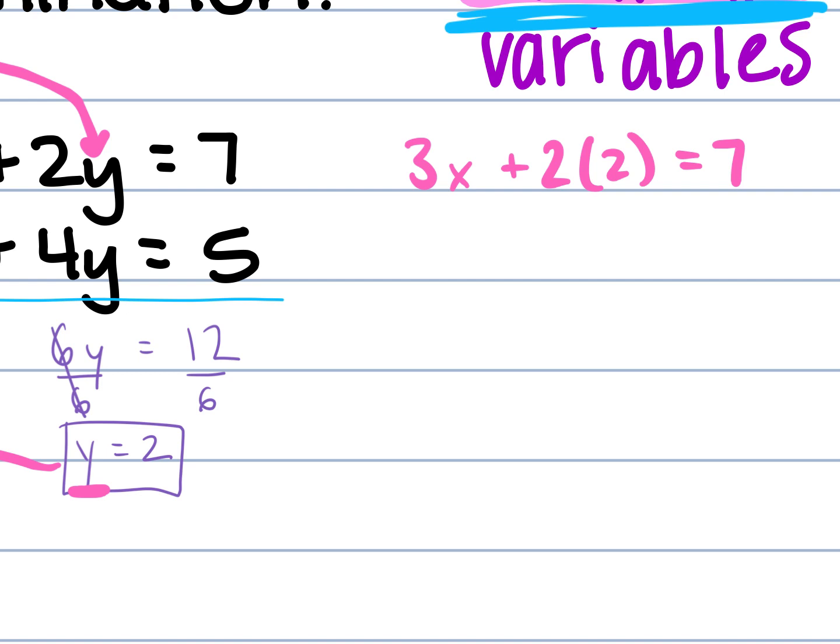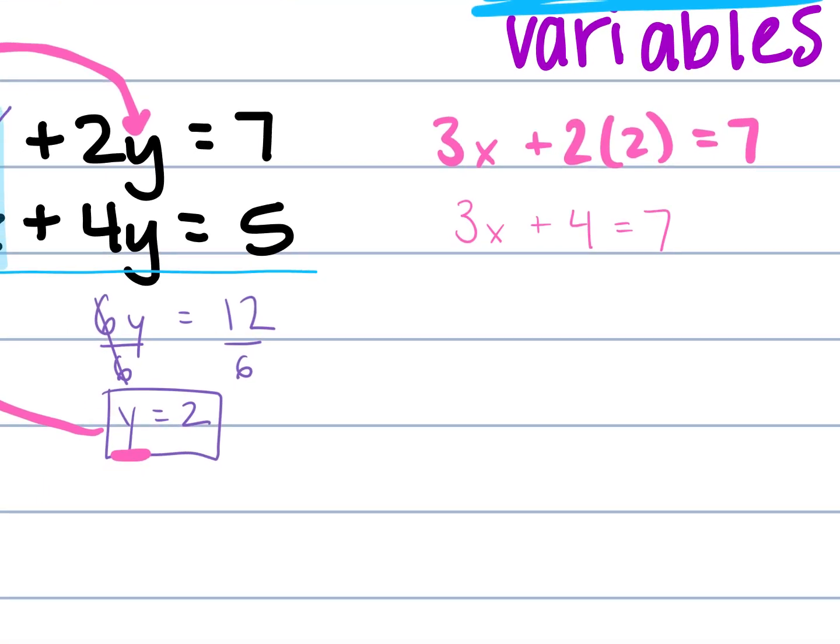What do I do next to solve? Multiply 2 by 2. Perfect. So 2 times 2 is 4. So now I have 3x plus 4 is equal to 7. What should I do next to solve? Subtract the 4 on both sides, so it'll cancel out. So I have 3x is equal to 3. Awesome. 7 minus 4 is 3.